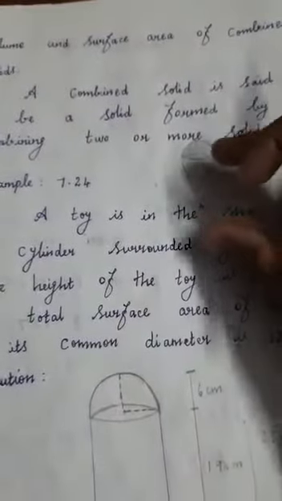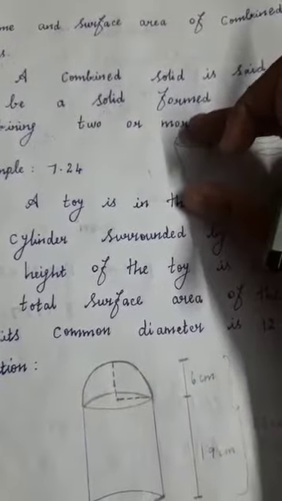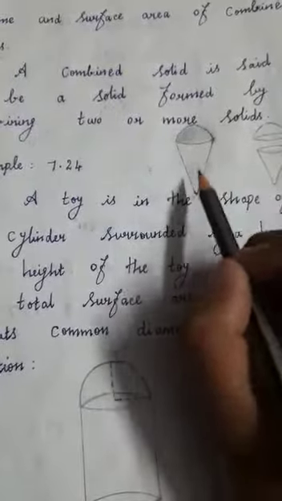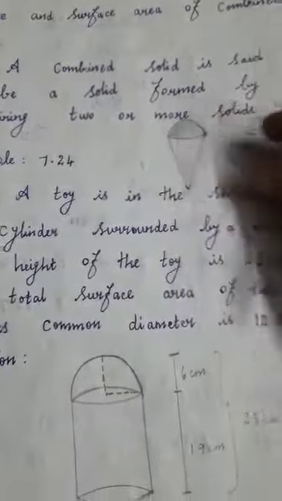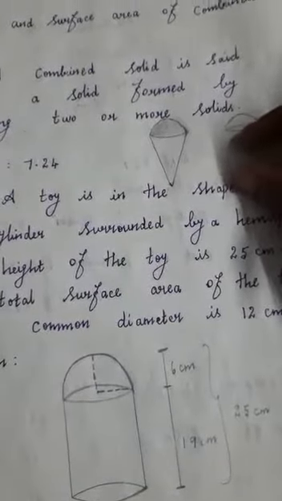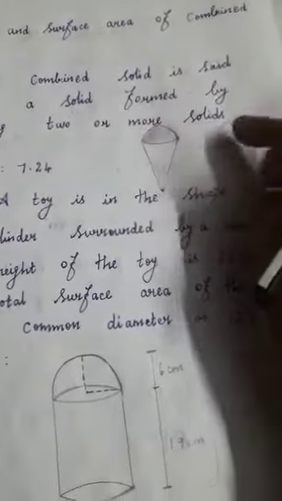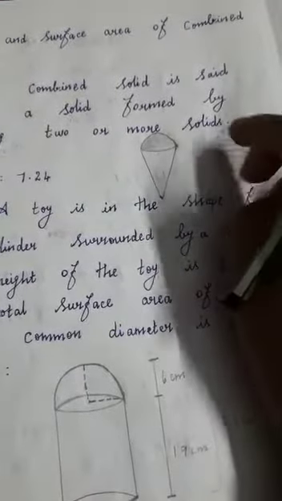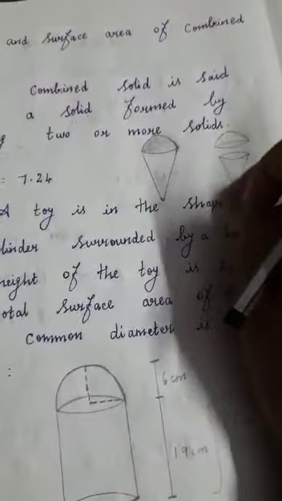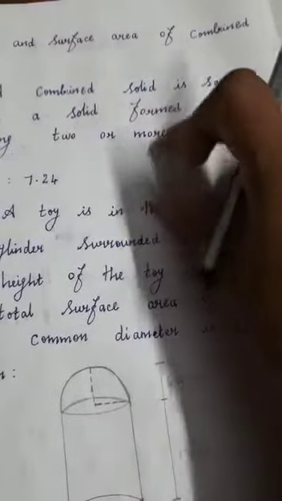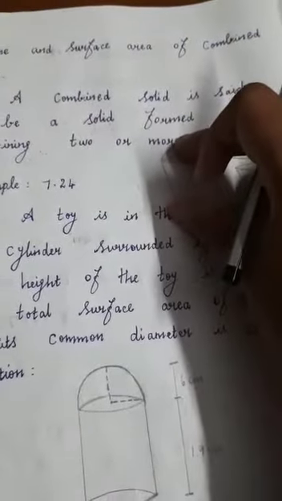For example, you can see here an ice cream cone. When you look at this diagram, this part is the cone part, and this top part is the hemisphere part. Both shapes, both solids combined, give us this solid. So that is the combined solid.